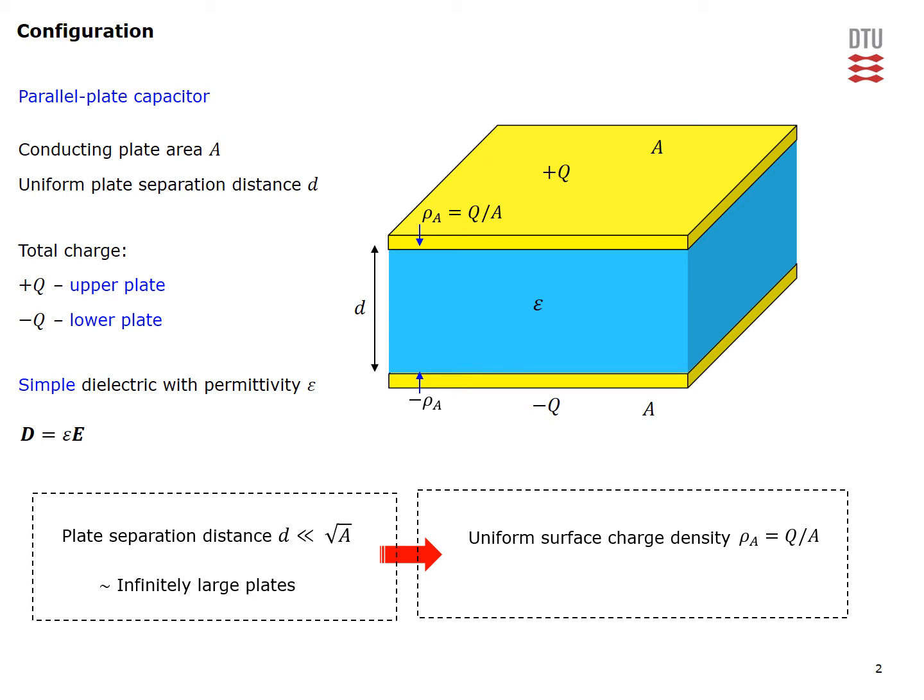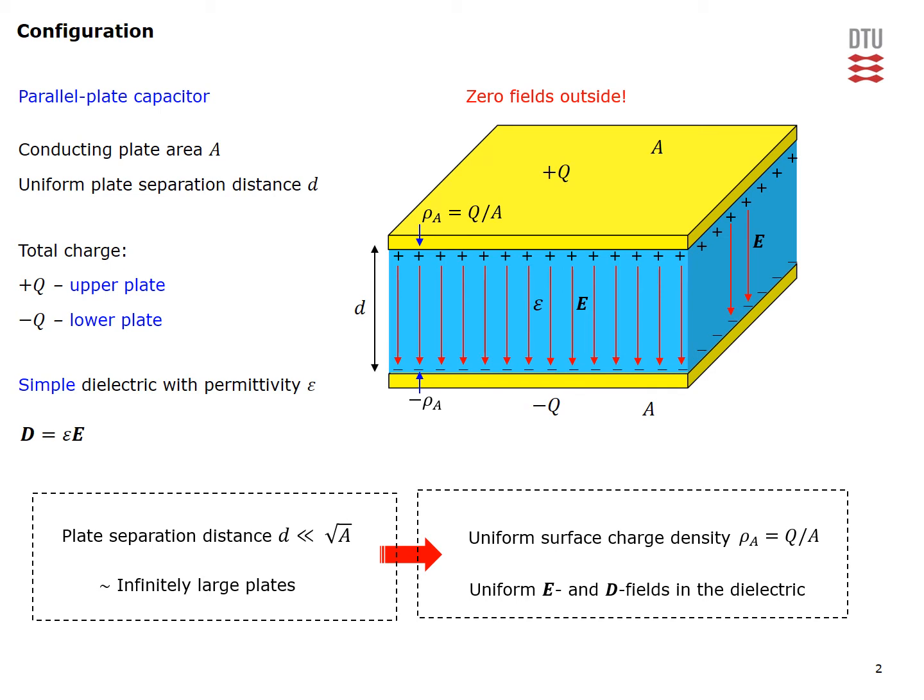We illustrate this by showing this distribution of charges on top and bottom plates, and this uniform distribution of charge will also lead to uniform electric fields in the dielectric and also the D fields. Here we have included the field lines for the electric field, and we also neglect fringing fields so that the field only exists inside of the dielectric between our conducting plates. So we have zero fields everywhere outside.